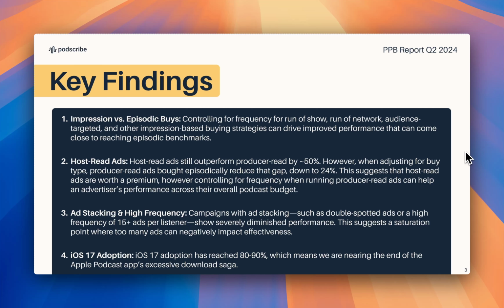And so when we break these things out, it's almost as if traditionally we think about DAI as impression-based and baked-in as episodic. When we look at the difference in performance between these two, I think most people would expect a fairly large disparity, typically seeing episodic buys driving better performance than impression-based.